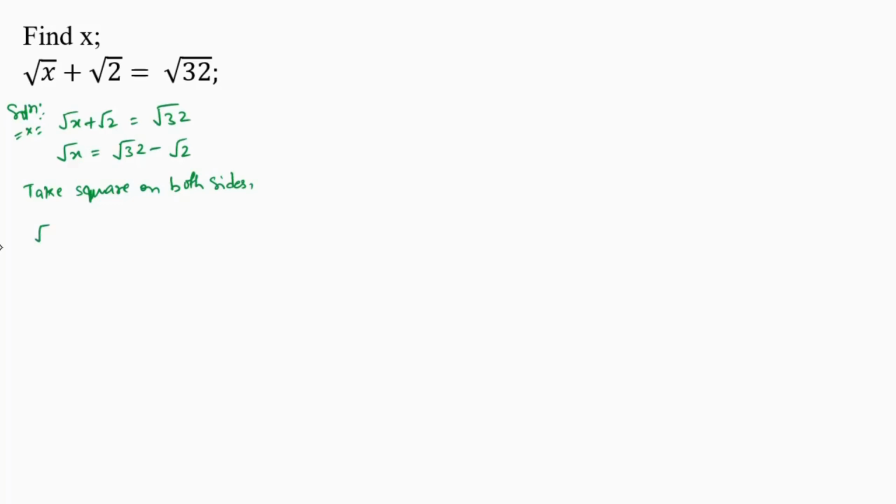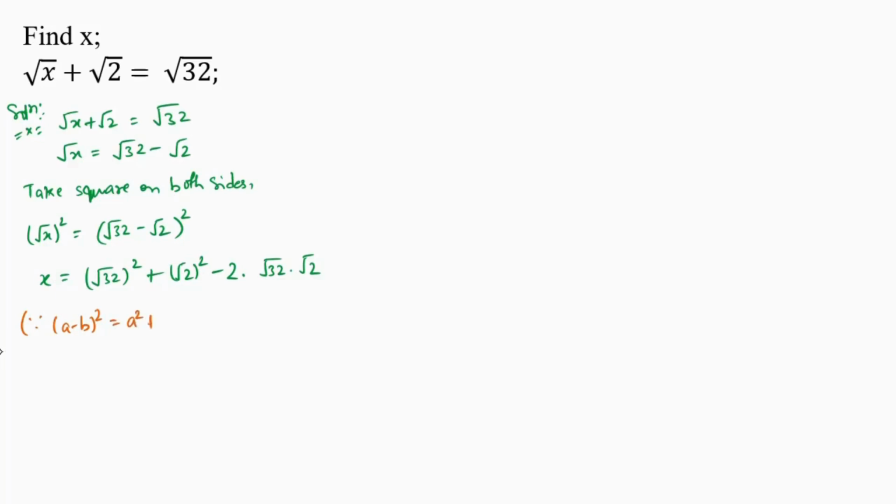We get root x whole square equals root 32 minus root 2 whole square. So root x whole square equals x. Now root 32 minus root 2 whole square equals root 32 square plus root 2 square minus 2 times root 32 times root 2, as we know, a minus b whole square equals a square plus b square minus 2ab.